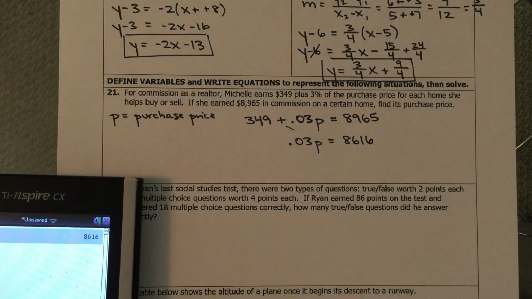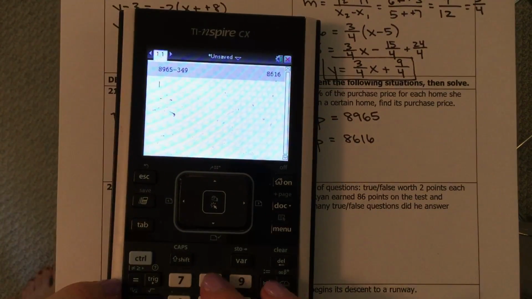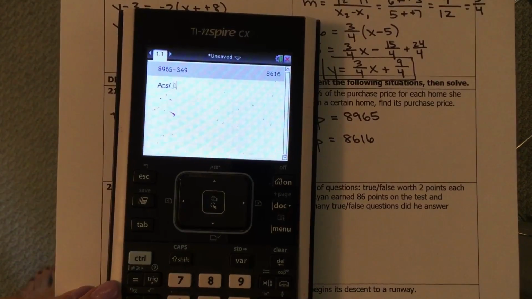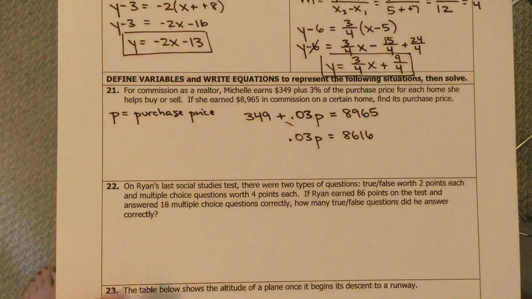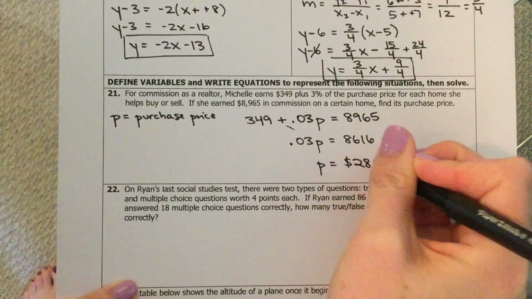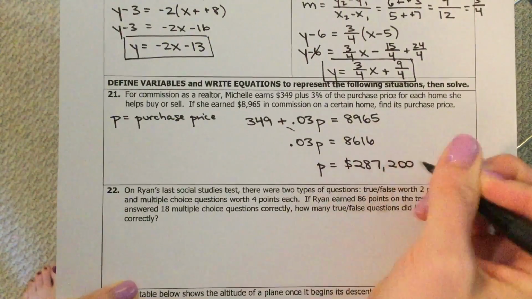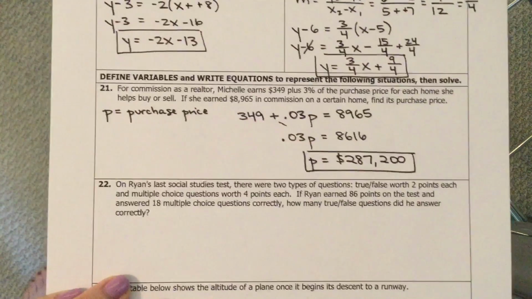And then we divide both sides of the equation by 0.03. Okay, so take that value and divide it by 0.03. So we get that. Okay, so $287,200. Okay, so that was the price of the home.